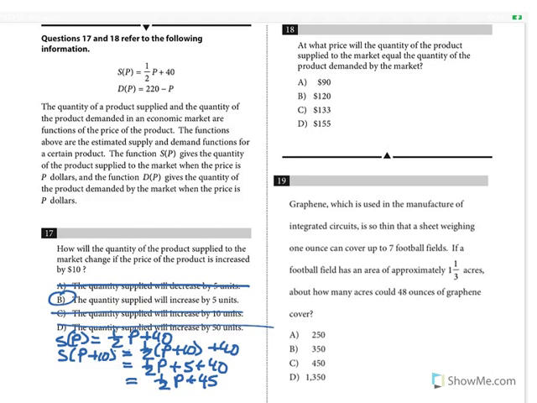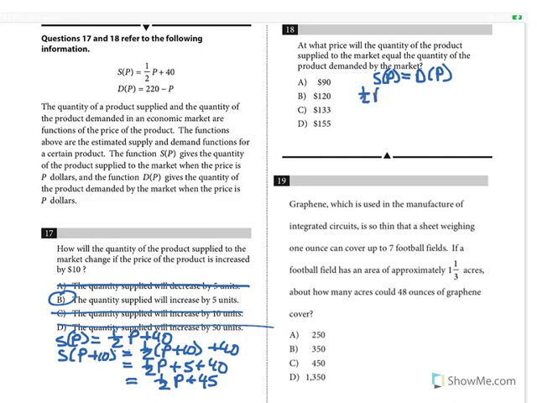At what price will the quantity of the product supplied to the market equal the quantity of the product demanded by the market? So this is an interpretation here. At what price will they equal? At what price will supply equal demand? So we want S of P to equal D of P, which means we want to just set these two equations equal to each other.